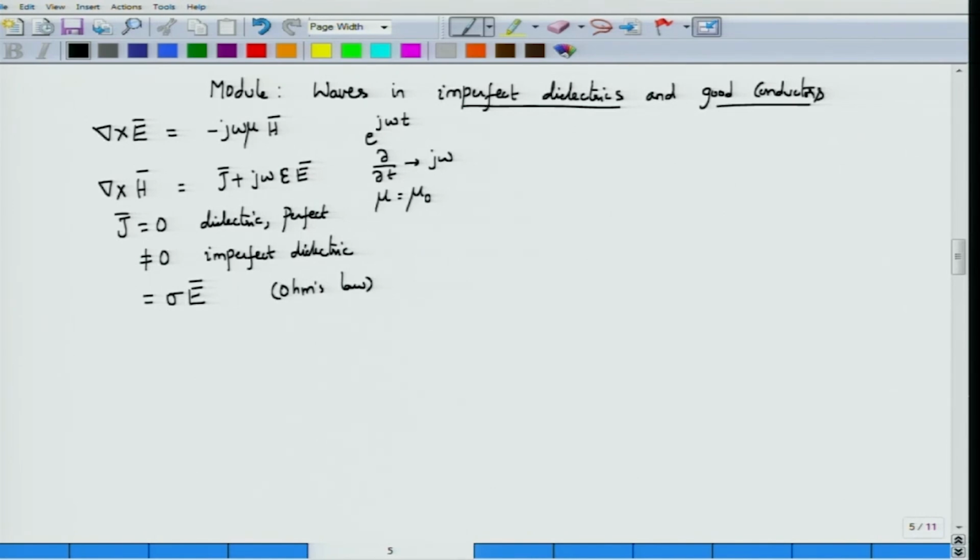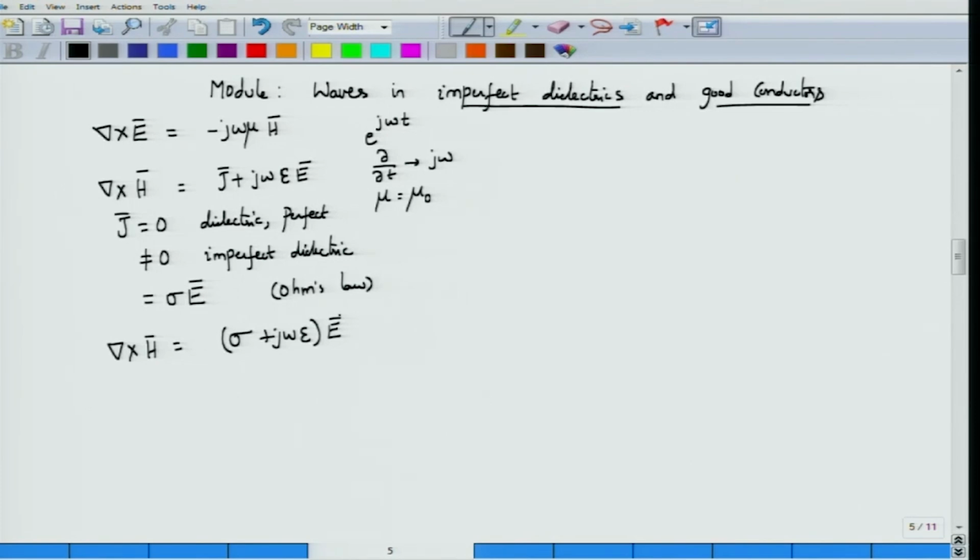Except in this case that sigma cannot be infinity, sigma is a finite value. Okay. So if you now substitute for J in the form of sigma E, Ampere-Maxwell law becomes curl of H is equal to sigma, and electric field E is common in both terms, so I can actually put that outside. So I have sigma plus j omega epsilon into E.